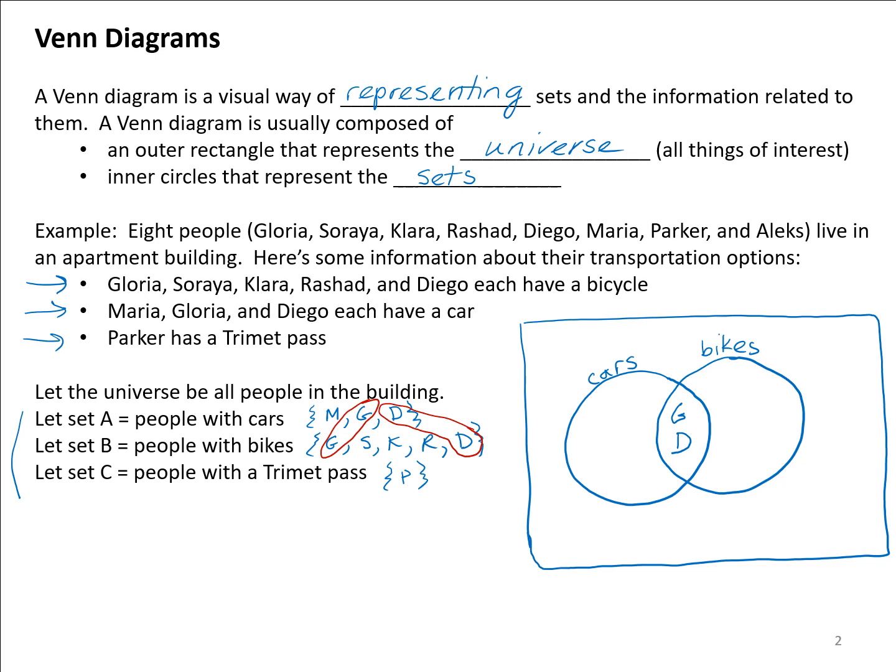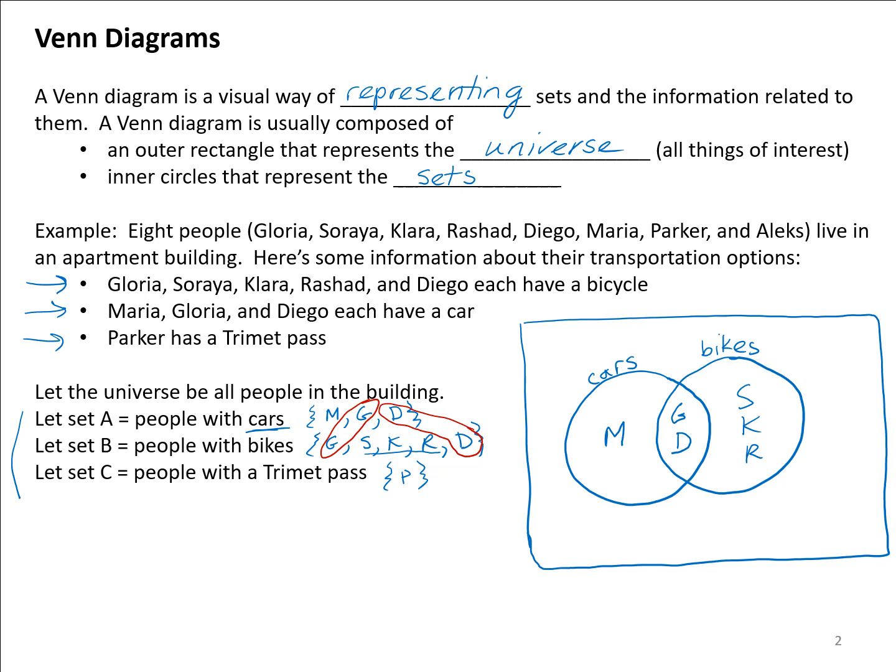If we continue with the people who have cars, Maria has a car but not a bike, so Maria should be in the part of the car set that does not overlap with bikes. Likewise, we have 3 people who have bikes but not a car. So Soraya, Clara, and Rashad should be in the bike circle but not in the overlapping region with cars. So what we now have are the first 2 sets, set A with people with cars, set B with people with bikes, drawn in with the people who have those objects.